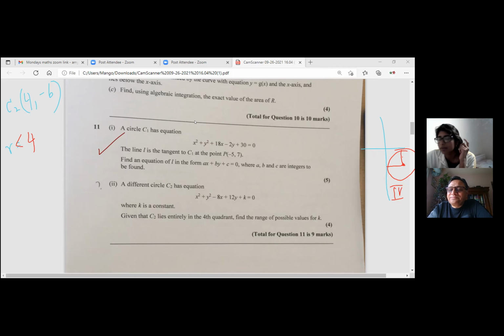So I just didn't get, wait, so the center point is 4, minus 6. Yes. The radius has to be less than 4. Correct. Because if it is more than 4, then it will go to quadrant 3, correct? Okay, yeah, that is why.